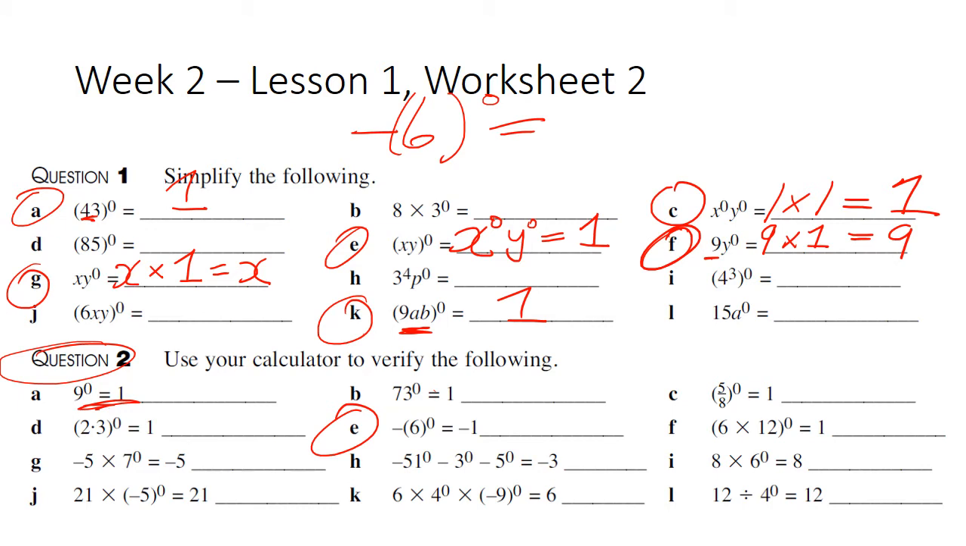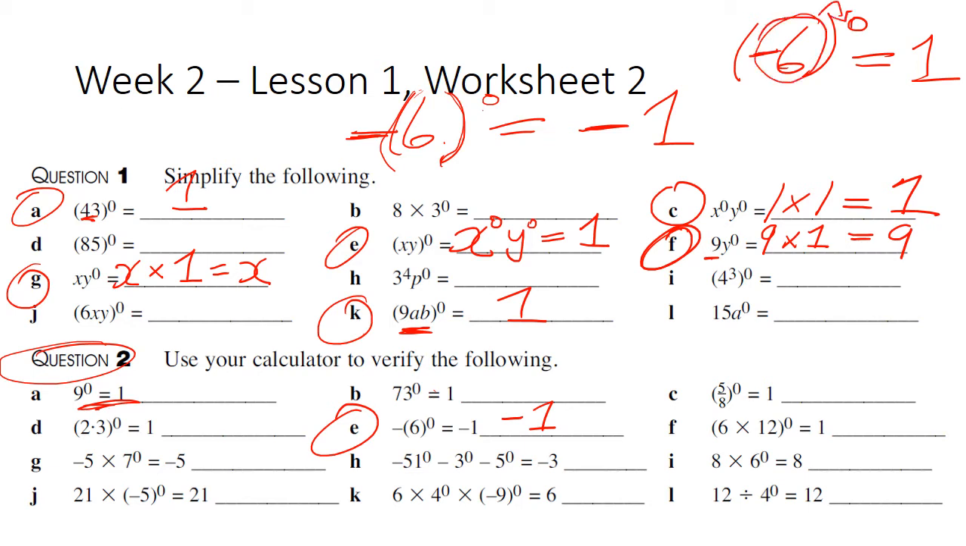What does that mean? The bracket applies to only the 6, not the negative sign. Okay? So the negative sign stays there. 6 to the power of 0 is 1, so your answer would be negative 1. But if the negative sign is inside the bracket, what do you think the answer would be? The answer would be 1, not negative 1, because if the negative sign is inside the bracket, we're talking about this whole thing being raised to the power of 0. Alright, so you're going to end up with 1. I'm going to let you do the rest.